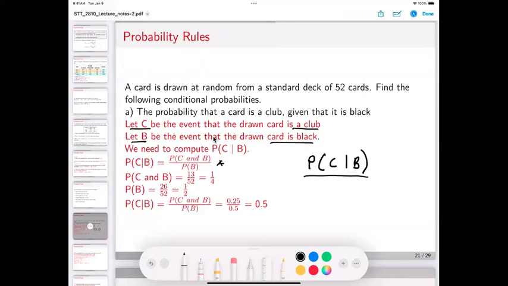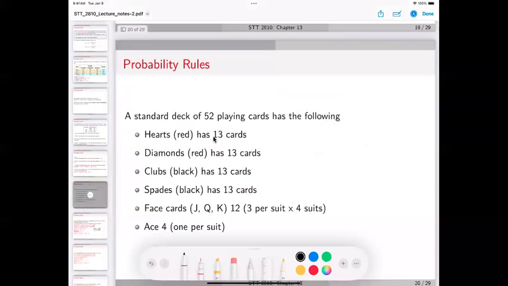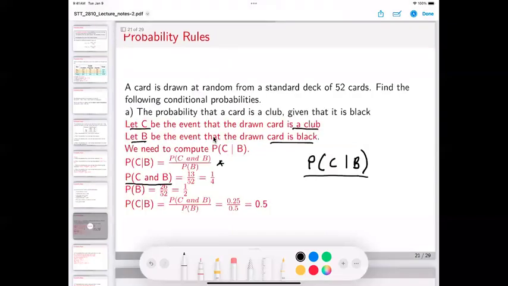Okay, so now let's do each of them separately. We want to find the probability that the card is club and black. For it to be club and black, this is club, it's also black, that is 13 cards. Can you see that? We are looking for the probability that it is club and black. Is that okay? So that is 13 cards, so there's going to be 13 over 52.